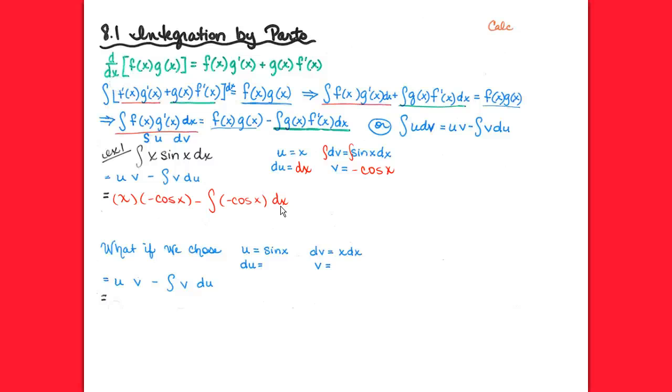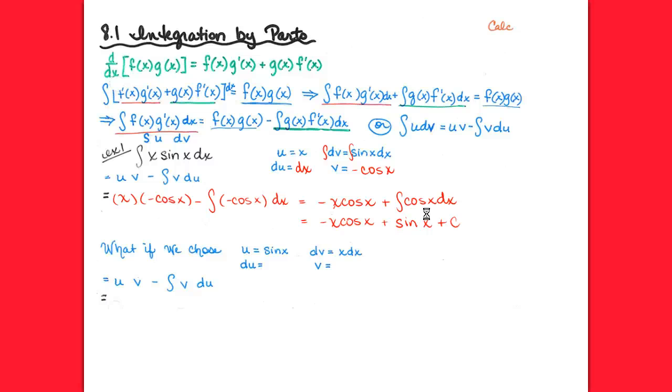So let's simplify a little bit here. We've got x times negative cosine x, so that'll be negative x cosine x. Minus a negative is going to give us plus the integration of cosine x. And integration of cosine would just give us sine. Because this was indefinite integration, we also want to be sure to include our arbitrary constant at the end, the plus c.